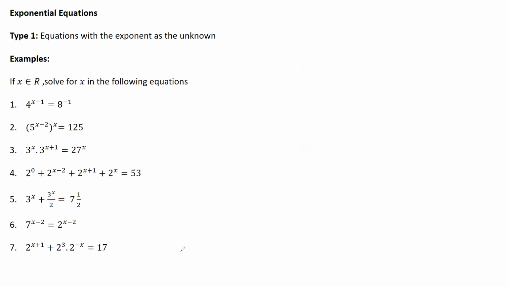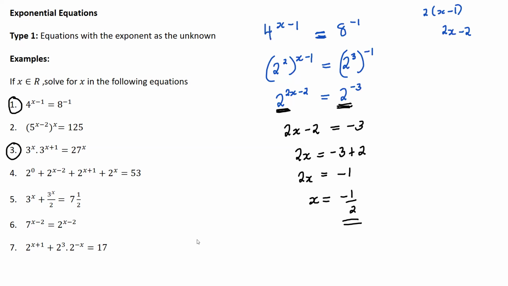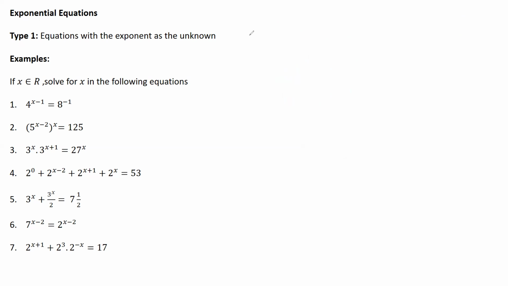Number 3. 3 to the power x times 3 to the power x plus 1 is equal to 27 to the power x. 27, I'm supposed to change it to 3 to the power 3, and then that whole thing to the power of x.